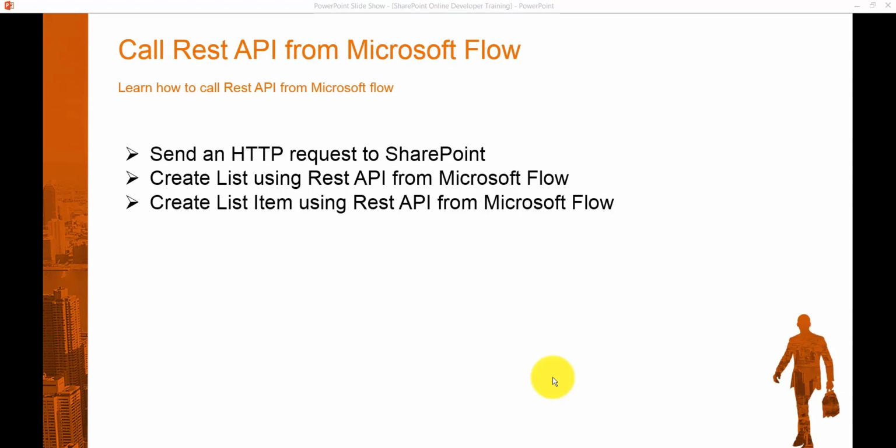In this particular example, we will see how we can use the send an HTTP request to SharePoint flow action, and by using that we will see how we can create a list using REST API, from our Microsoft Flow only. The other thing we will also see is how we can create a list item by using REST API from Microsoft Flow. So these two things we will see in this example.